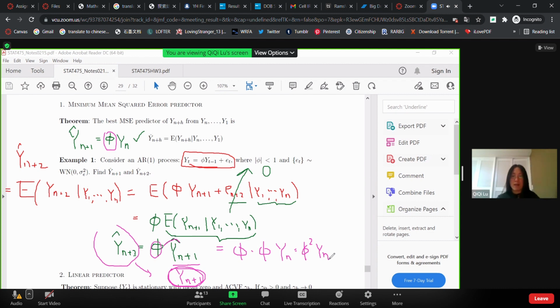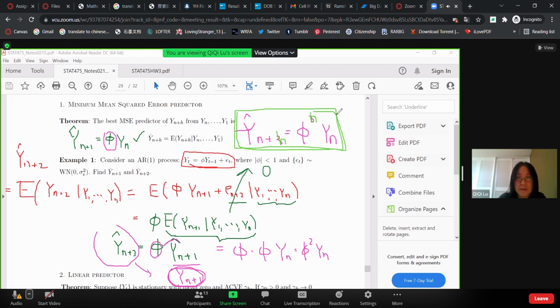If you see this pattern, in 3 steps ahead it is phi cubed y_n. In general, for n plus h hat, you have it right here. So this is the forecast for AR(1). Question?